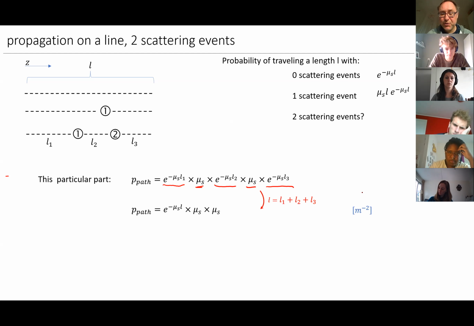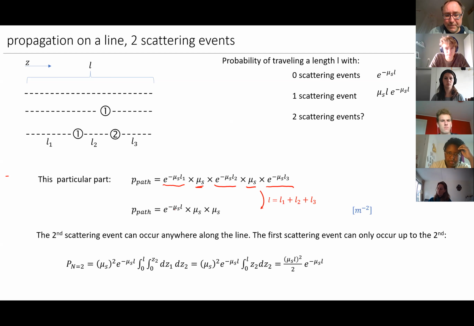Here too, we can just group the exponential terms together because L1 plus L2 plus L3 is simply the total length L. So the exponential term just comes in front. And then what is left of this equation is a factor of mu s squared. Now here too, we have to take into account that this was only one of the possible options in which we could have a path with 2 scattering events.